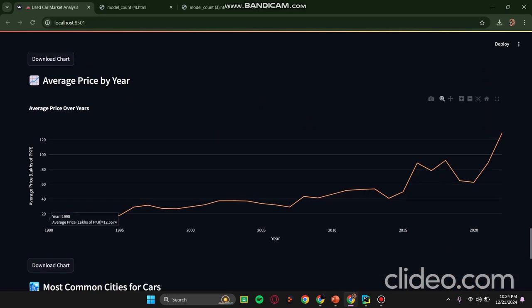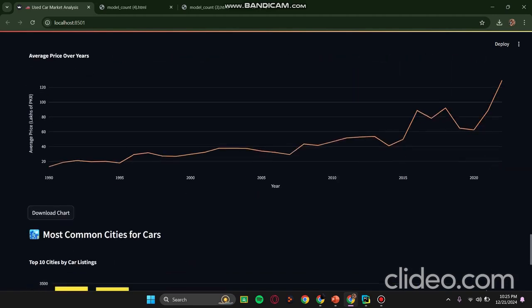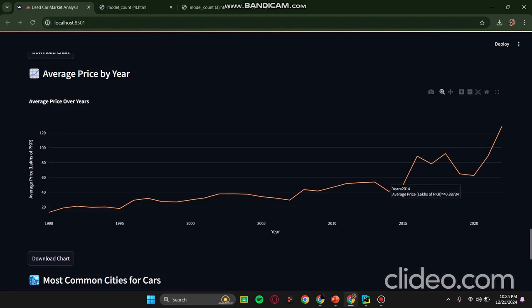Then we have average price by year. If we take 1995 as the year, the average price would be around 17 lakhs because the car would be very old. And in the year 1996, a lot of great and cool cars were released. That is why the average price range is very high. Now, if we go to the year 2014, we can see that the prices have decreased. Why is that? Because, as we can see from the charts here, the availability of cars was very high in the year 2014. So the demand increased and the availability also increased, so the average price decreased.